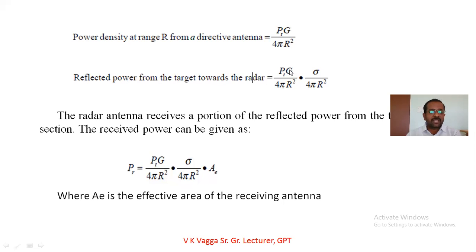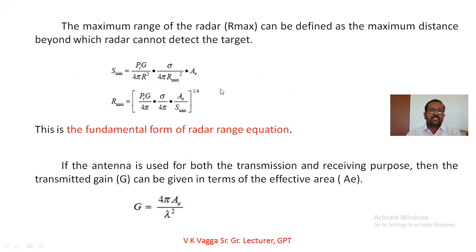And out of this reflected power, the radar is going to receive only a portion of that. Only a portion of that means it is to be multiplied. So if you take this equation, it is to be multiplied by the effective area of the antenna. After that, you can get the actual received power, or the reflected power. And if this equation is considered for the maximum range, it is indicated as R max, and it itself acts as the fundamental form of the radar range equation.